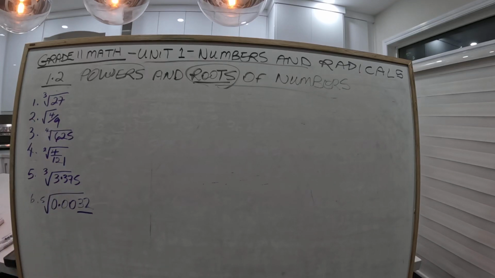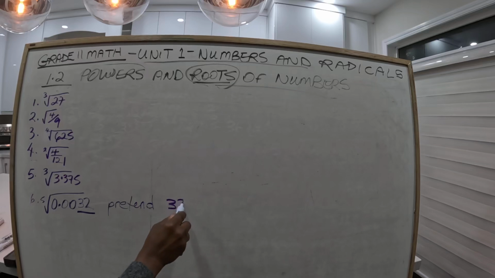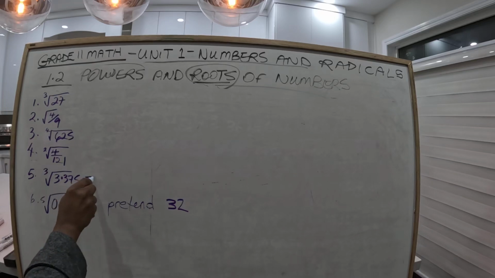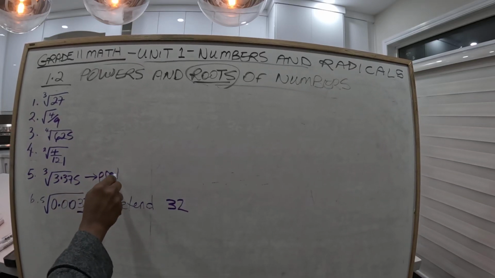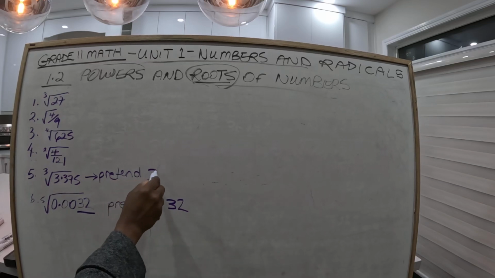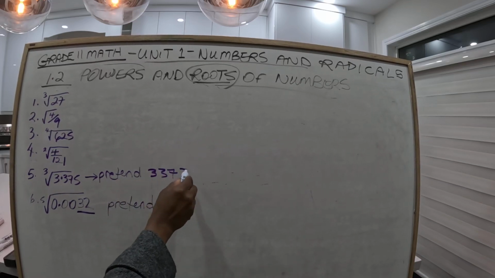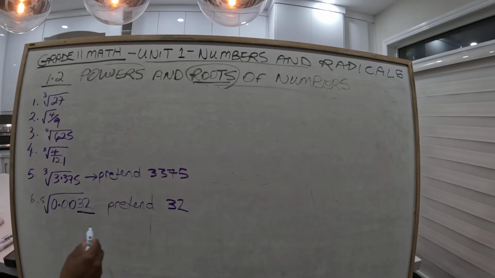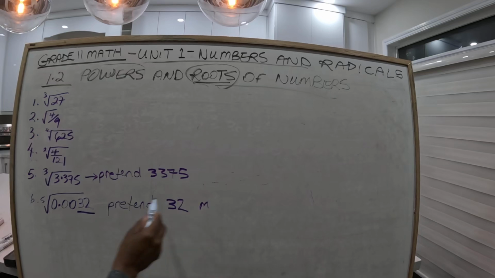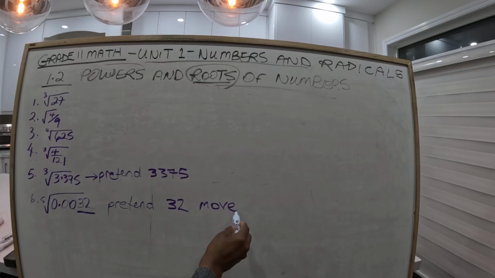So you just have to use the same principle as though, pretend that this is 32. And we did that in the other section. So pretend this is 32, and then you find the root. Okay? And again, you pretend that this is 3,375. Then you find a root. And when you're done, you make sure you move the answer 4 decimal places. Okay? So move 4 decimal places.